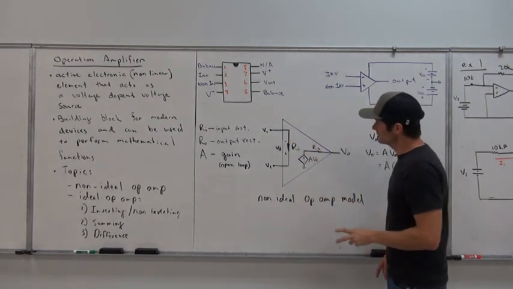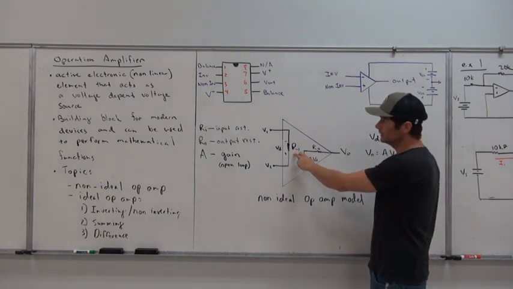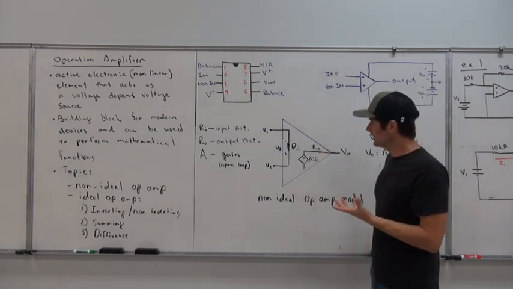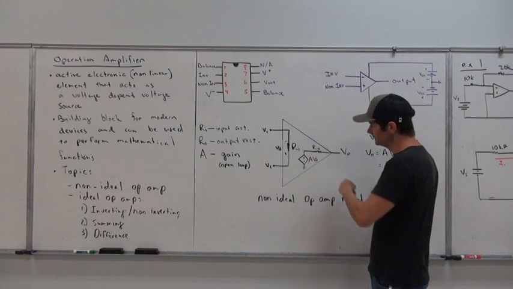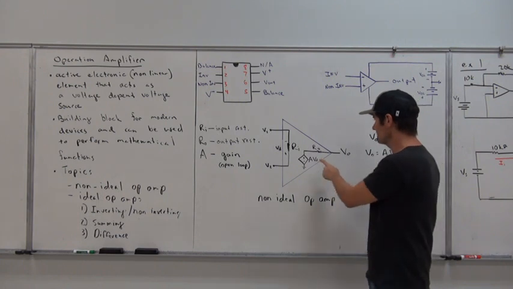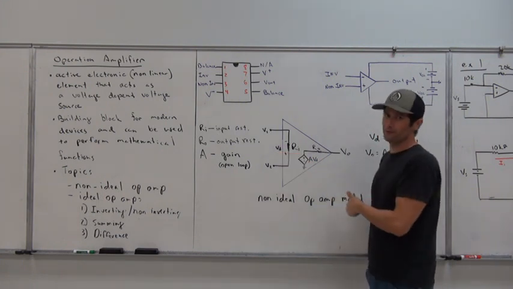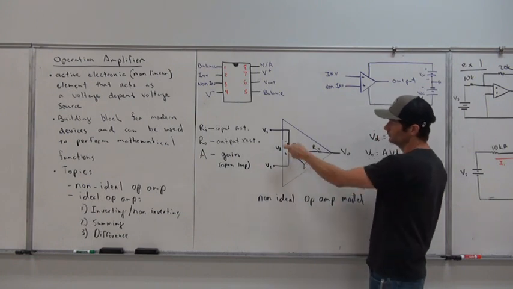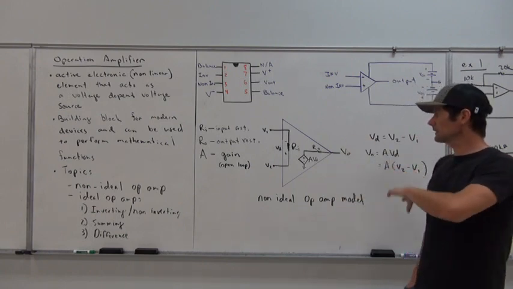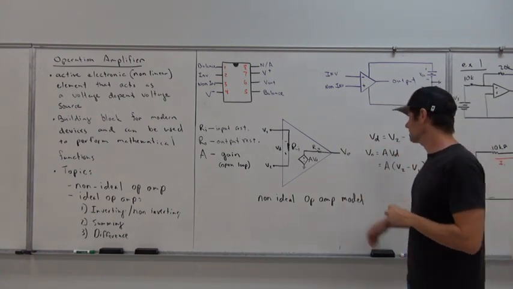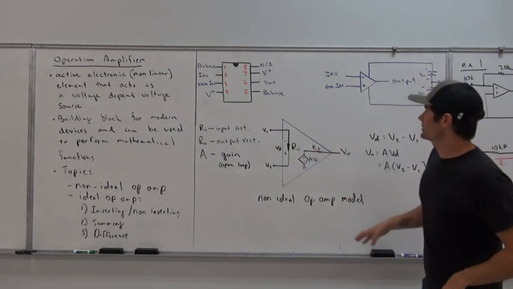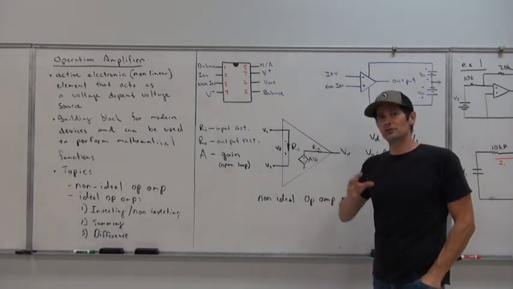Whether V1 is the negative input or the positive input doesn't really matter, because this interior model doesn't change. We have a resistive input that's usually really high, and a resistive output that's relatively low. Then we have a dependent source, which is dependent upon VD, the difference between V1 and V2, with a polarity of negative to positive oriented in such a manner.